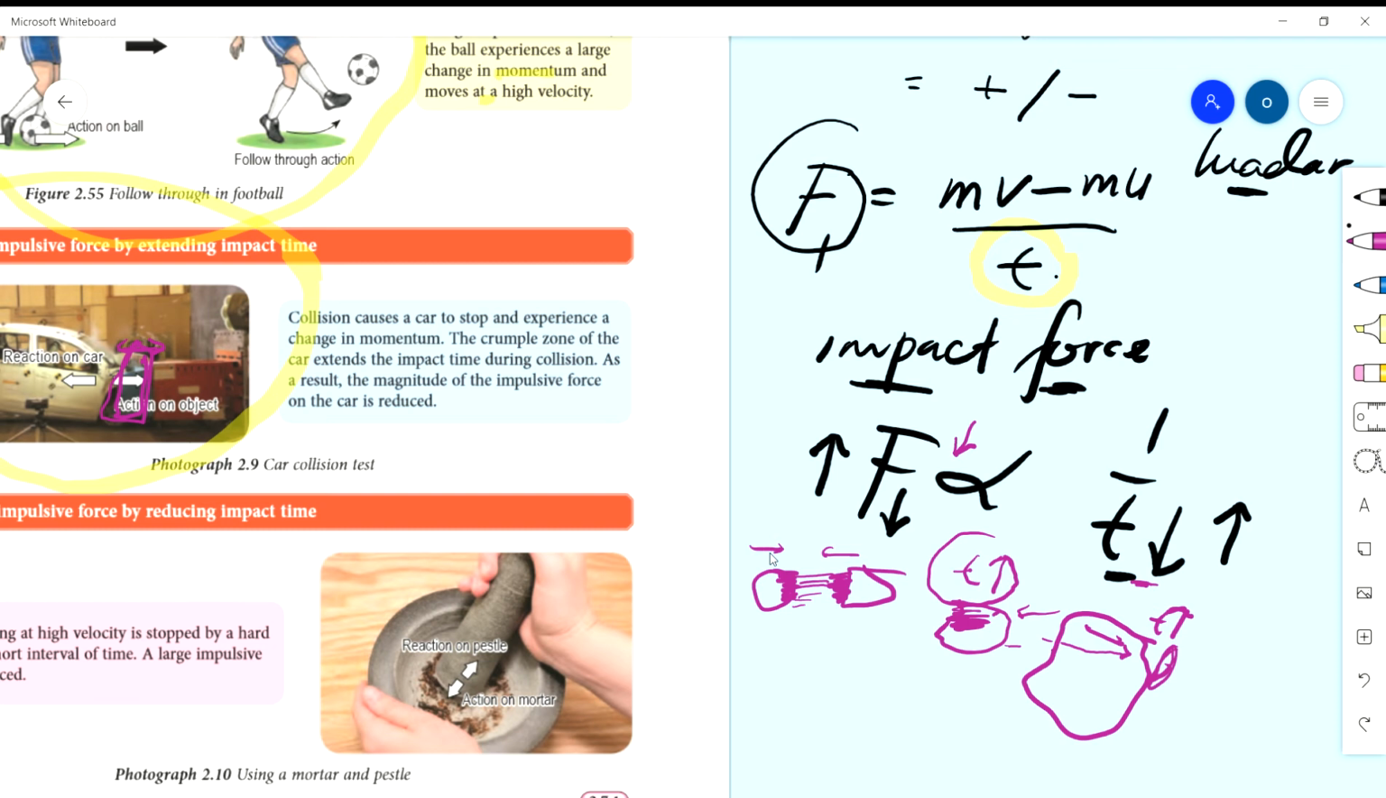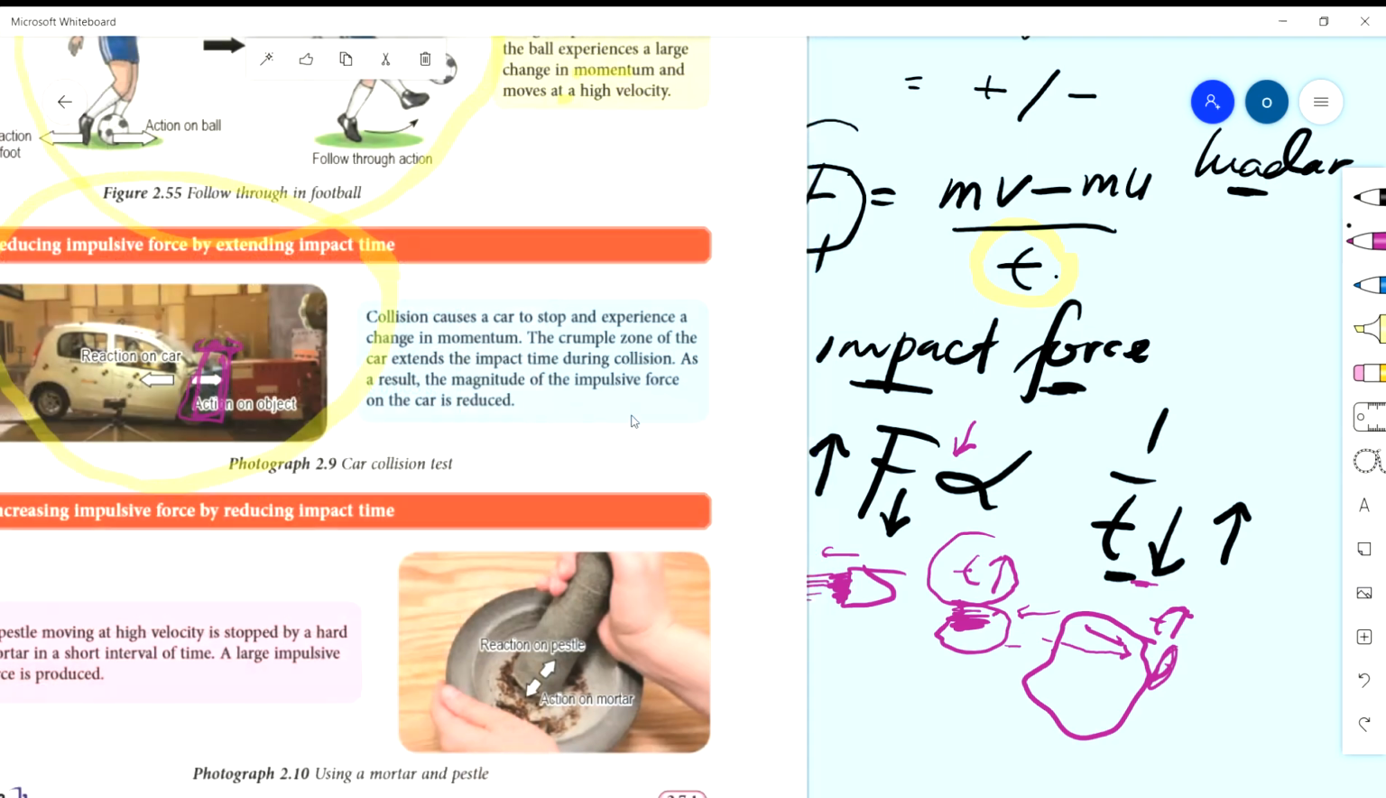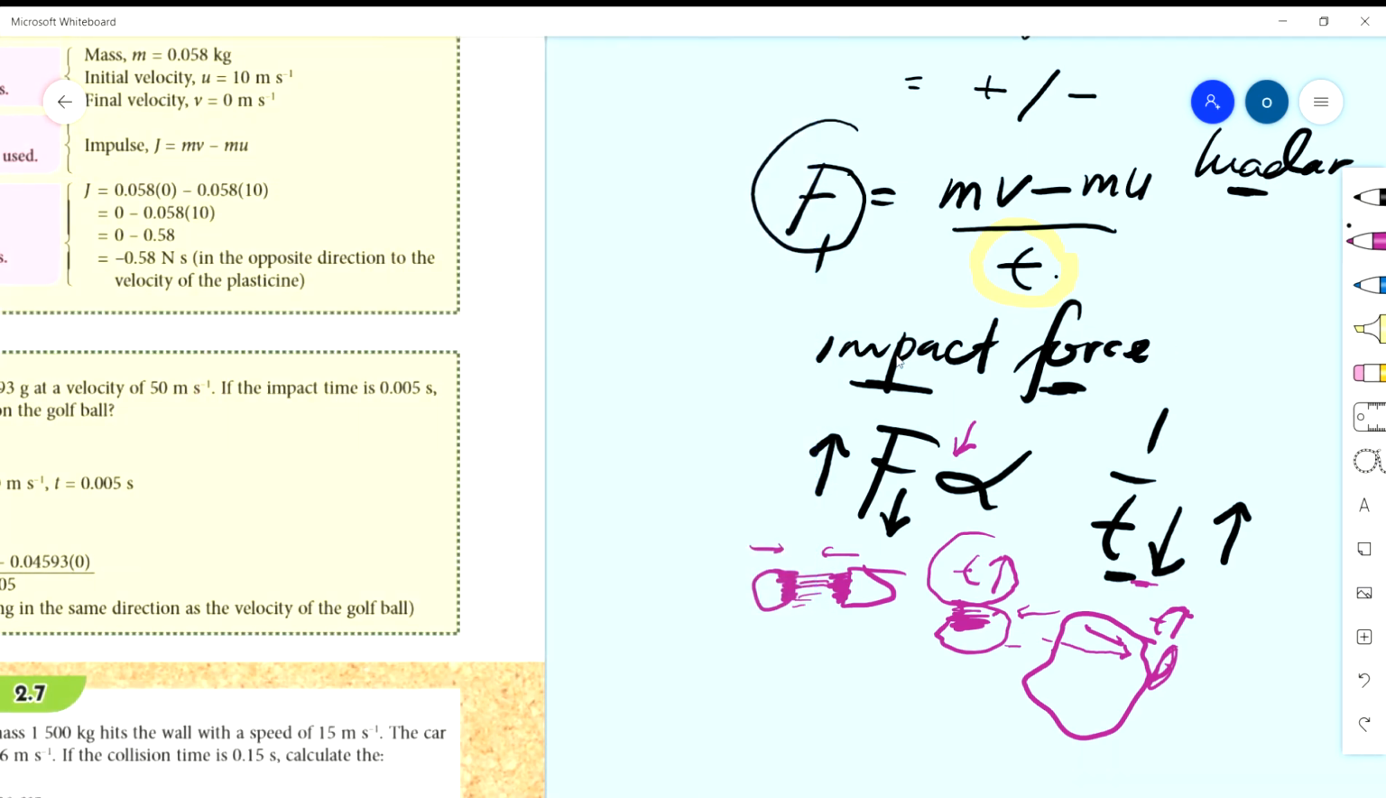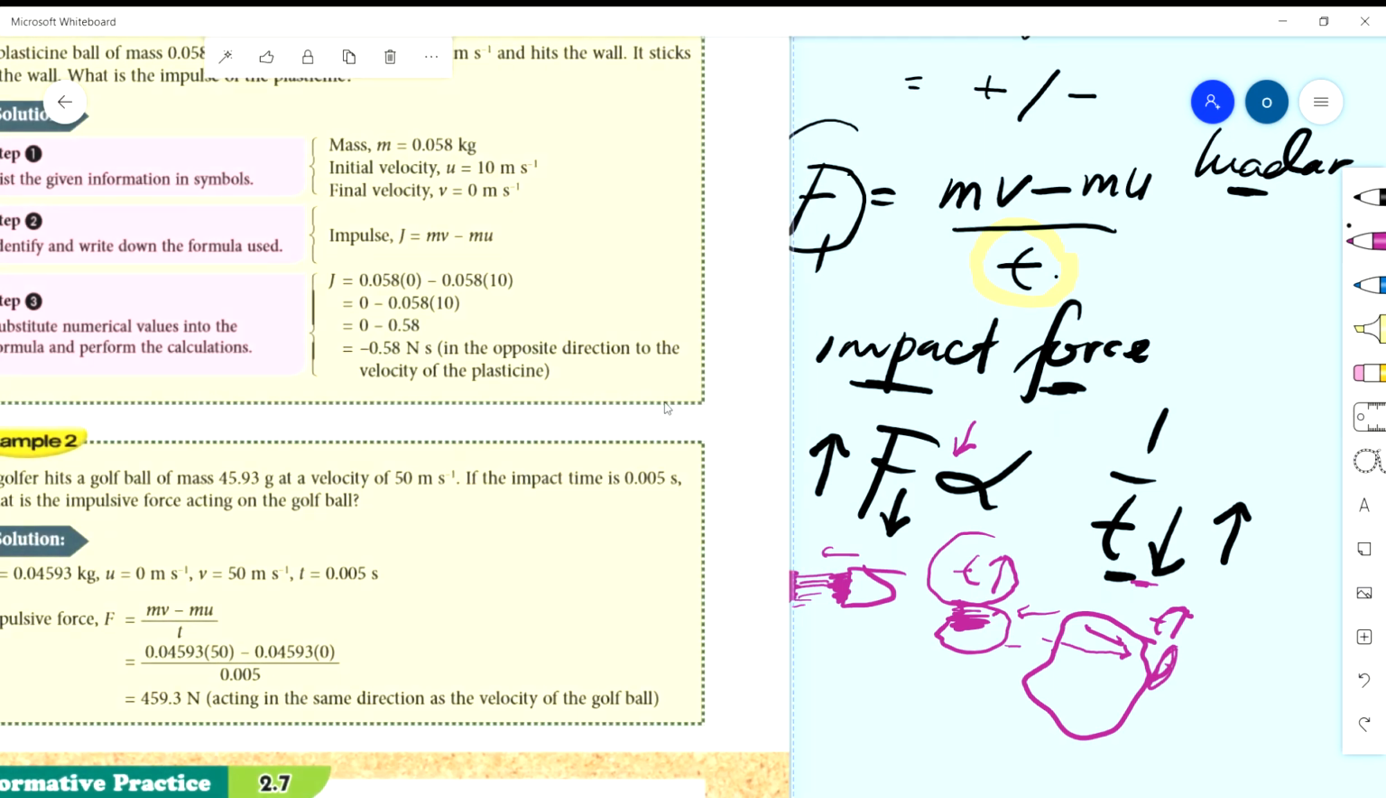Macam mana nak increase the time? Kita bukan boleh buat slow-mo. Kan, tiba-tiba stop pergi slow-mo, tak boleh. So, how you increase the time is by using any device, okay, any equipment, any technology to help you to increase the time. Okay, so that's the thing. Okay, tajuk ni dia suka tanya macam tu lah. Sebab kalau calculation dia senang sangat. Okay, you can see the calculation is very simple.